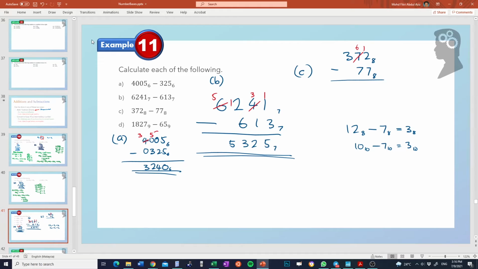You have to remember that this is not a base 10 number. Kalau base 10, 12 minus 7 is basically 5. 12 base 10 minus 7 base 10 is 5. But this is not base 10. This is base 8.